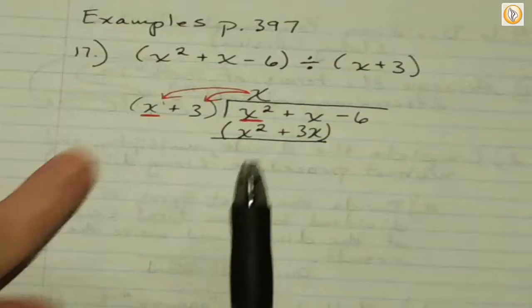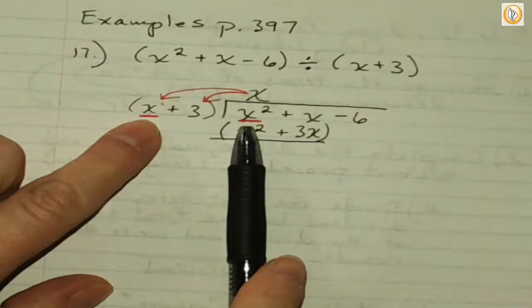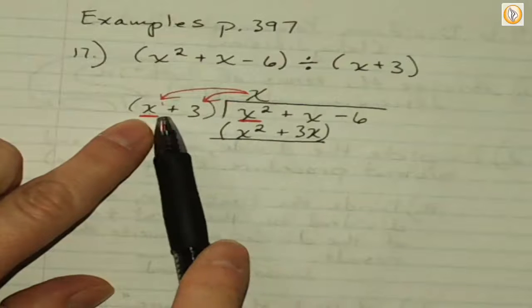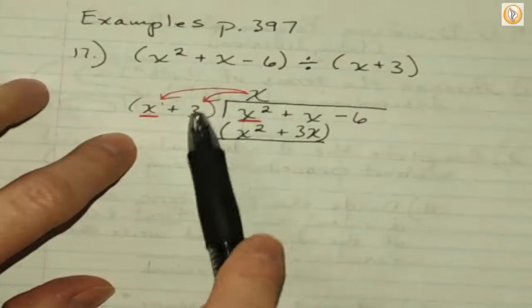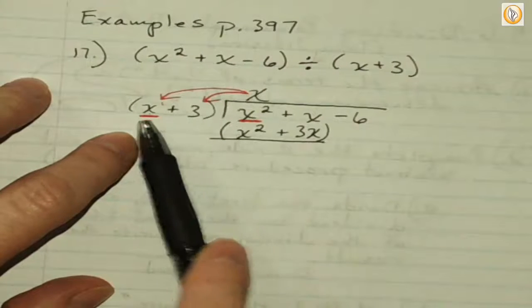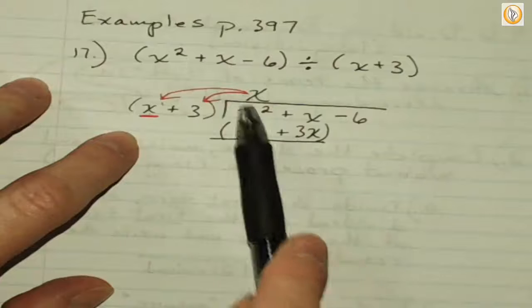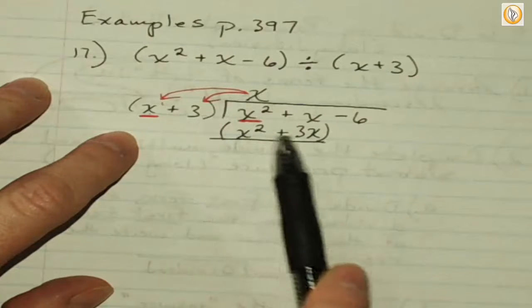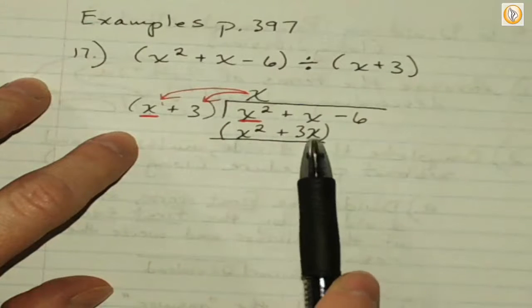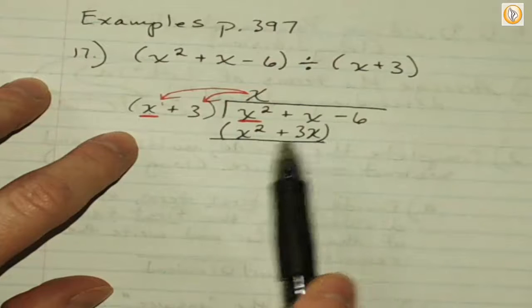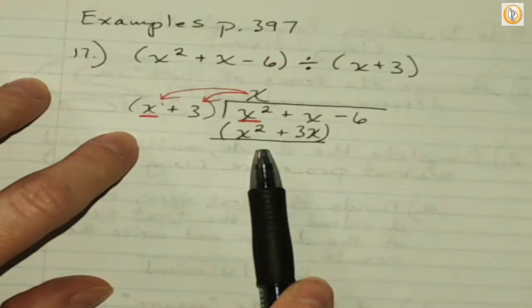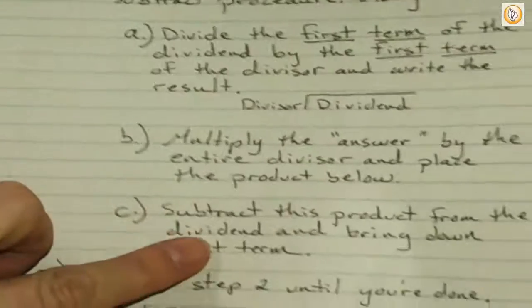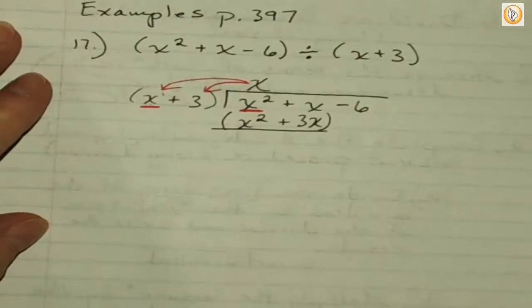Okay, so we start off with the first terms. X squared divided by x is x. Then we multiply it by everything in the divisor and we write it here. X times x is x squared. X times 3 is 3x. And we write it underneath. Put it in parentheses. Now, we subtract, just like we do in long division.